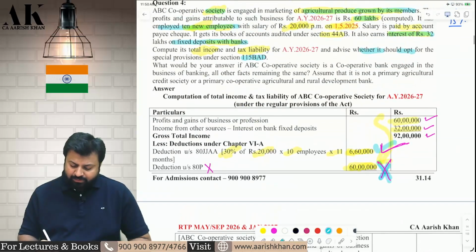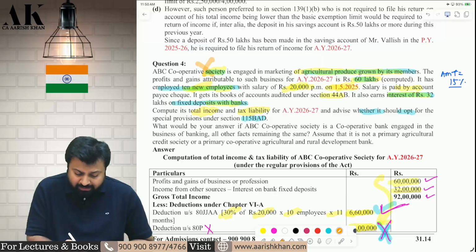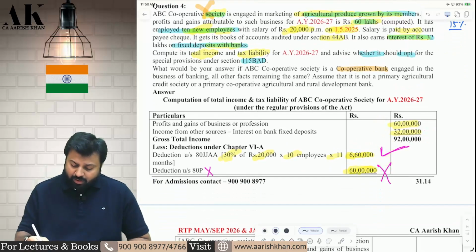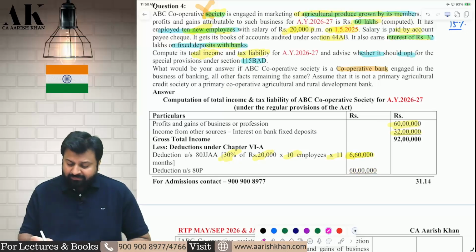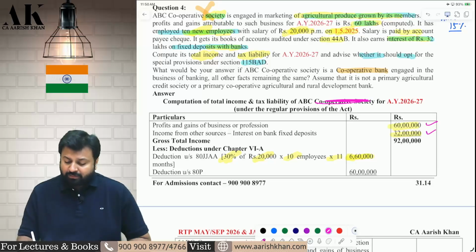Now there is another part in this question, a dangerous part. Would your answer be different if it is not a cooperative society but a cooperative bank? Yes, the answer will completely change. If it is not a cooperative society but a cooperative bank, how will the answer change? Now we will assume this to be a cooperative bank. This will be 60 lakhs income, this will be 32 lakhs income. Total gross total income 92 lakhs.